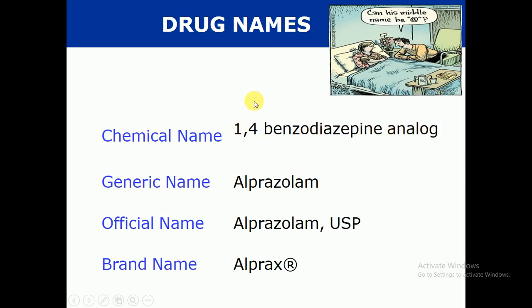The chemical name is based on chemical structure, on which all these compounds are present here. So for 1,4-benzodiazepine, the generic name is alprazolam, the official name is alprazolam USP, United States Pharmacopeia, and the brand name is Alprox. It means that this drug is available in the market by the trade name Alprox.